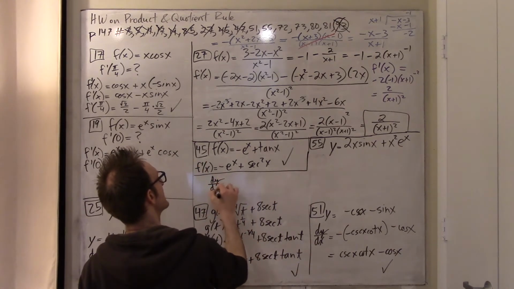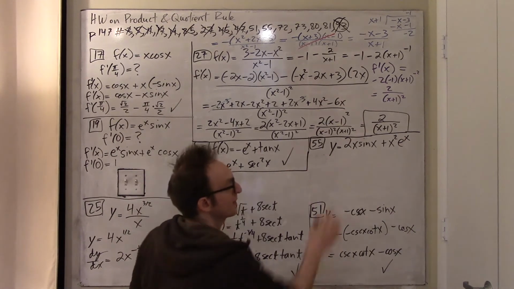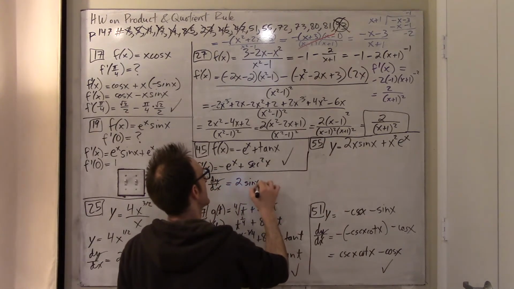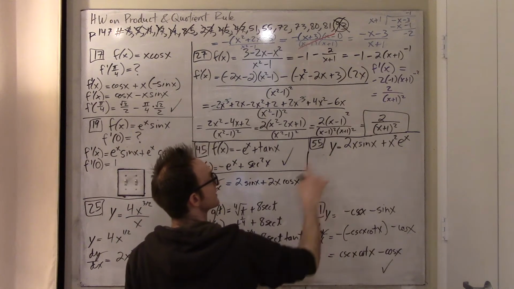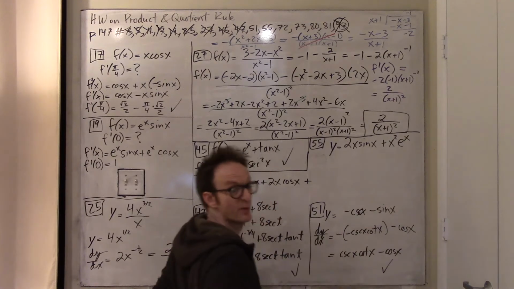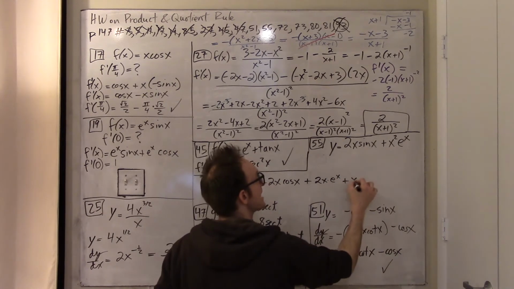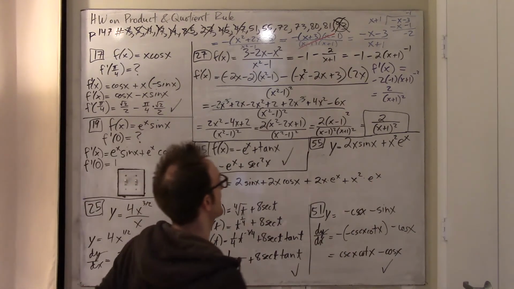So what is dy dx? It is doing the product rule on 2x sine x. Well, it's the derivative of the first, so 2, times the second, sine, plus the first, 2x, times the derivative of sine, which is cosine. So derivative of the first times the second, plus the first times the derivative of the second. And then plus, now I also have to do the product rule on x squared e to the x. Derivative of the first times the second, plus the first times the derivative of the second, which is just e to the x. And so maybe I'll just stop there.